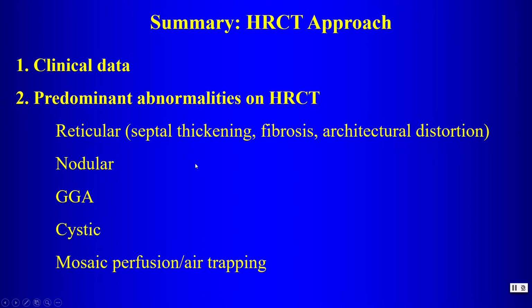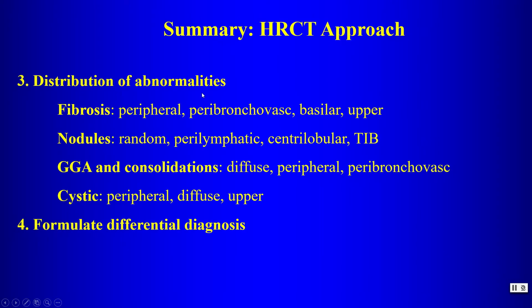So in summary, for high-resolution CT, the most important thing, of course, will always be the clinical information. So do your best to get hold of that before you actually start to interpret the CT scan. We've talked about the vocabulary, and try to decide what the predominant abnormalities are on CT, whether they're reticular, nodular, ground glass opacity, cystic, mosaic perfusion, or air trapping. What's the distribution of the abnormalities? If we have fibrosis, is it peripheral, peribronchovascular, basilar distribution, or upper? The nodules, what's the distribution? Are they random, perilymphatic, centrilobular? Do you see tree-and-bud?